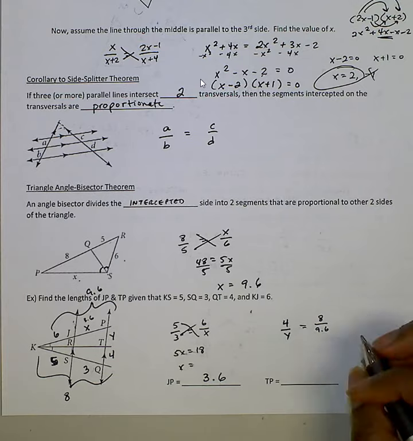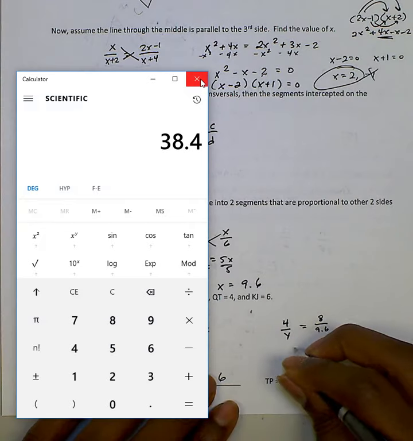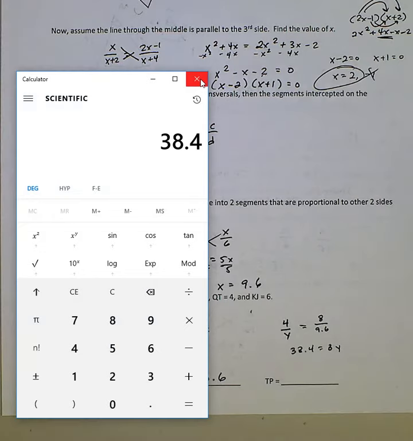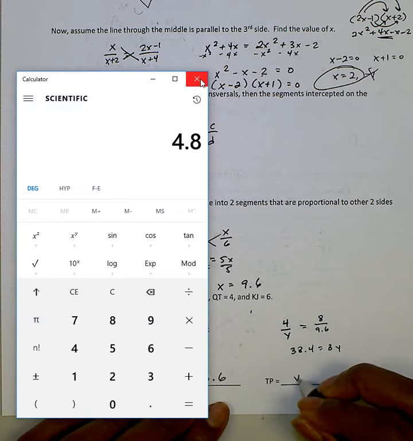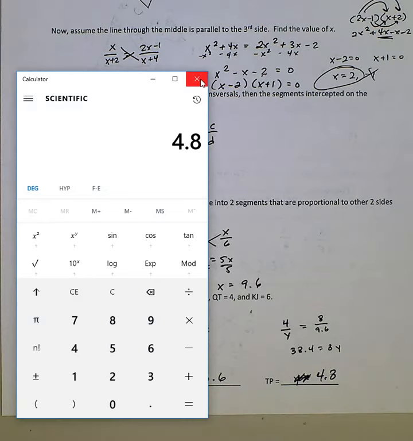So multiply that, that's like 38.4. Make sure I'm right. Nope. 9.6 times 4, 38.4 equals 8y. I'll need to divide that by 8, which is 4.8. So y is 4.8. Oops. Okay, so I used that. All right.